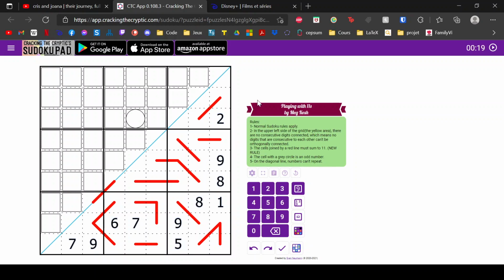Hi. So, okay, let me remind myself the rules in the upper side. No consecutive digits are connected, and in the rest, there's not that, but the cells with a red line must sum to 11. Okay, so where does the 9 go in this region?